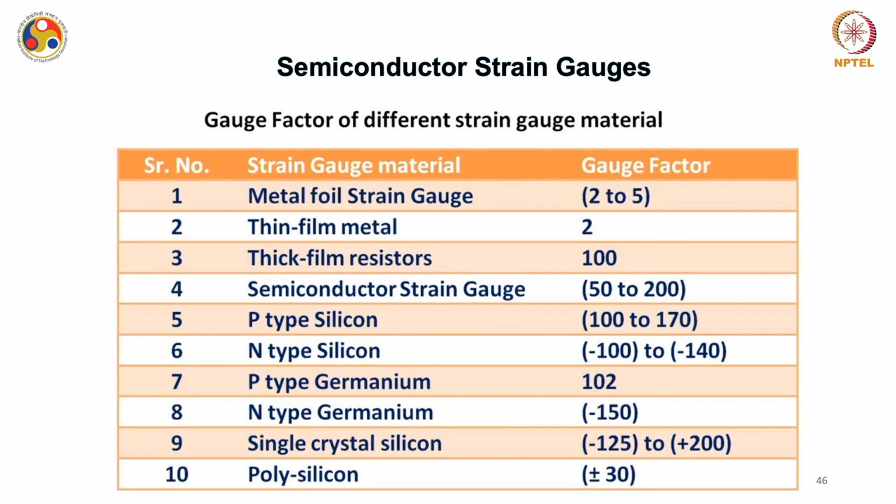We also talked about gauge factor in detail. We saw that for metal foil the gauge factor is low, like 2 to 5. For thin film metals it is also 2 to 5, but for thick film resistors it is around 100, and for semiconductor strain gauges it was between 50 and 200. Then we saw how P-type silicon, N-type silicon, P-type germanium, and N-type germanium differ in their gauge factor, and how these values vary between single crystal silicon and polycrystal silicon.